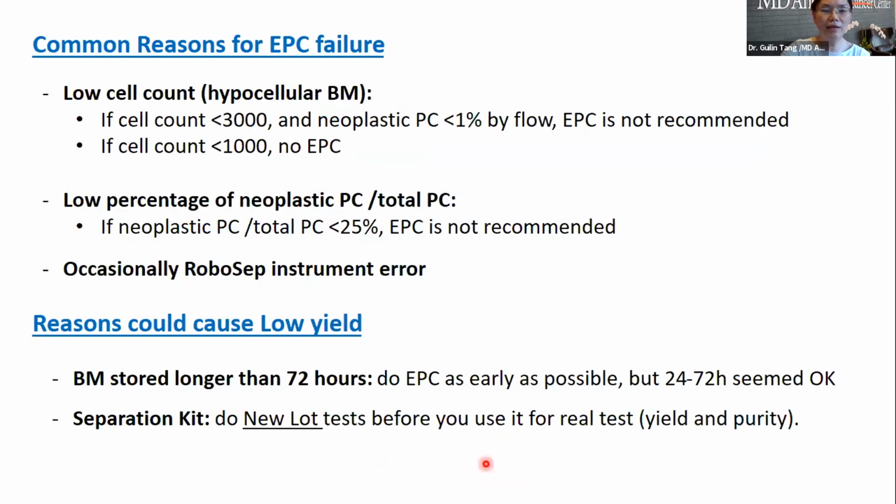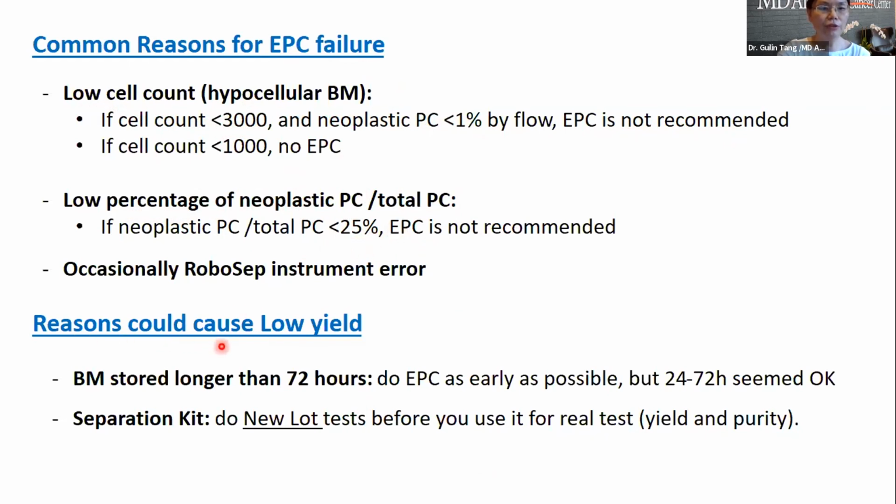So I'll give you a little bit about the common reasons for failure or low yield. The first is a low cell count. If it's lower than 3,000, or the plasma cells are lower than 1%, the enrichment is not recommended. You may have a failure or a low yield. And then a low percentage of neoplastic cells out of the total plasma cells, if it's lower than 25%, is also not recommended for enrichment.